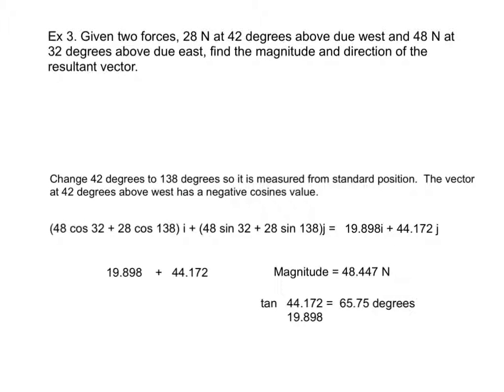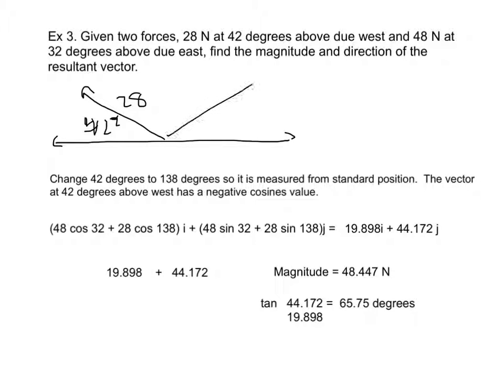Example 3. Given two forces, 28 newtons at 42 degrees above due west and 48 newtons at 32 degrees above due east, find the magnitude and direction of the resultant vector. First, draw your picture. This is west, so my 28 newtons is here. This is 42 degrees. And there's 48 newtons at 32 degrees above due east.